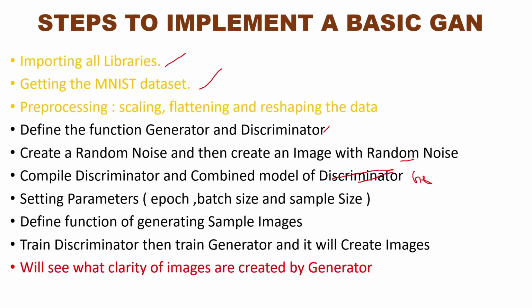Then I will train our discriminator, then our generator, so it will create images. Then at the last, we will see the clarity of the images that are generated by the generator. So I have shown you all the steps that I will be doing in my Colab notebook. So let's start the implementation.